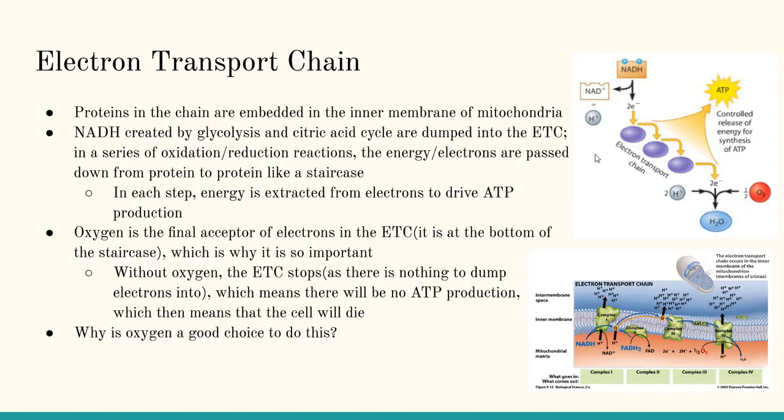When I took this class, the electron transport chain was not my forte, and I still don't like it. But the reason for this is that oxygen is really electronegative. Elements closer to fluorine are more electronegative, and they're more willing to accept electrons, which is why oxygen is really good for this. It can accept electrons really well.